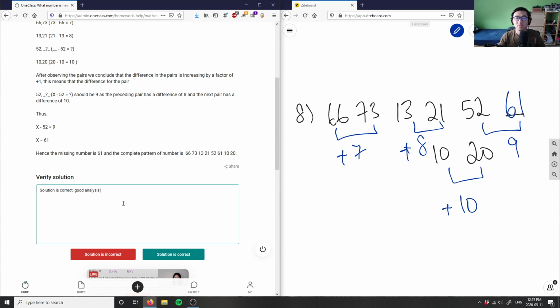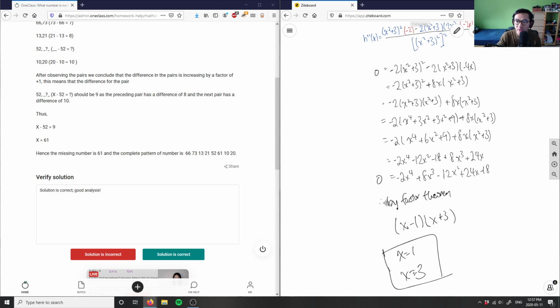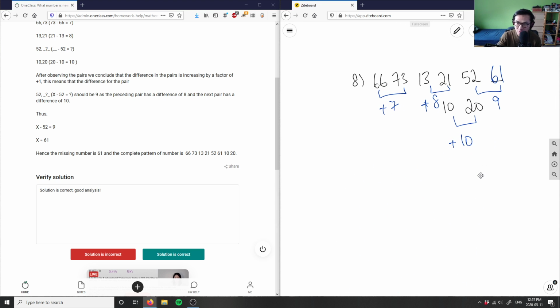Good analysis here. So that's going to be my last question of the day. I know that calculus problem took a lot out of me and maybe a lot out of you as well, but this was my solution. So I got the correct answer, which is great.